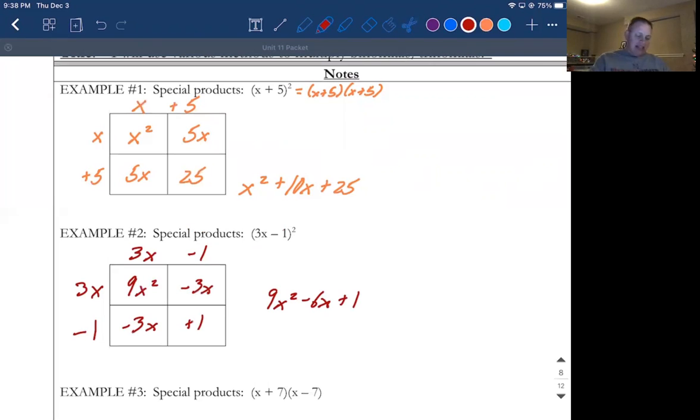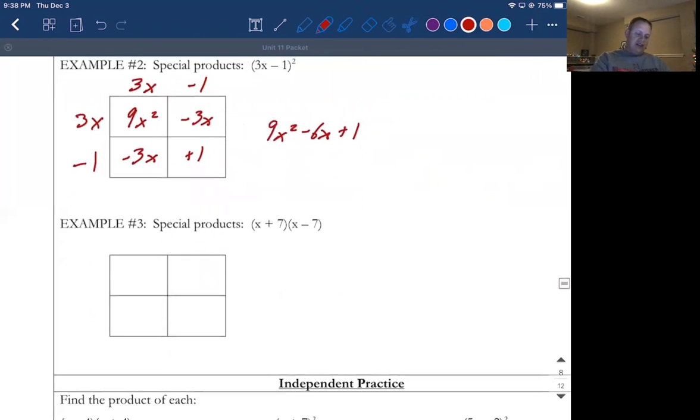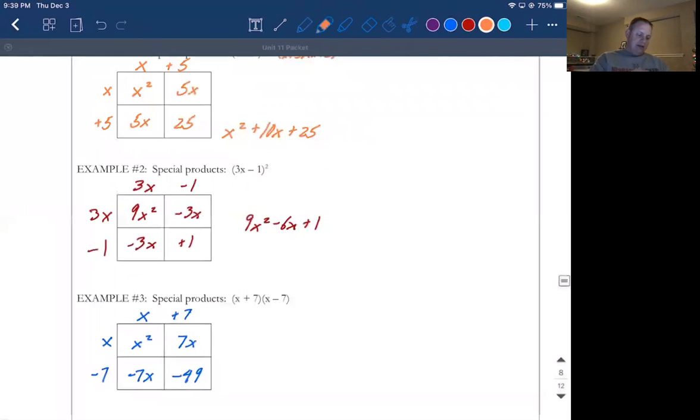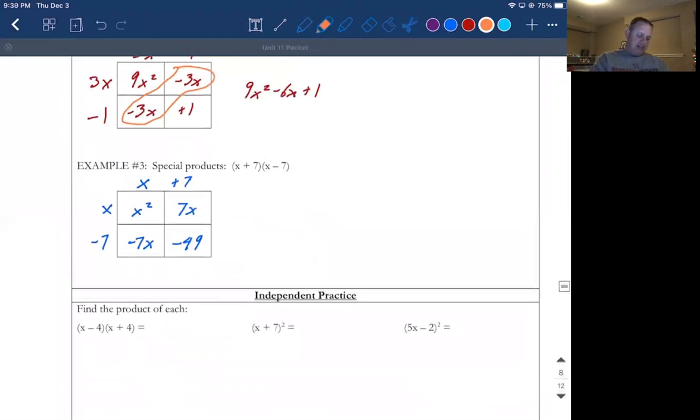But probably one of the most common ones is this one, (x + 7)(x - 7). So we know x times x is x squared, and 7 times x is 7x. And x times negative 7 is negative 7x. 7 times negative 7 is negative 49. Look what happens here. Now, in all three of these up above here, these 5x's went together. These negative 3x's went together. And these 7x's and negative 7x's go together, but they make 0.